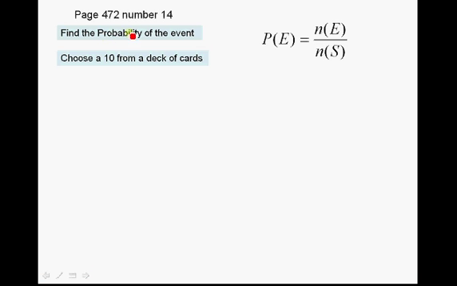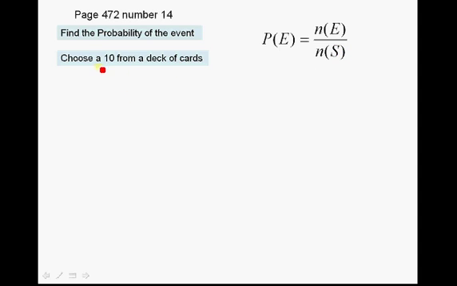Okay, page 472, number 14. Find the probability of the event. Choose a 10 from a deck of cards. So here's the basic formula for probability. It's the probability of the event equals the number of events over the number in the sample.